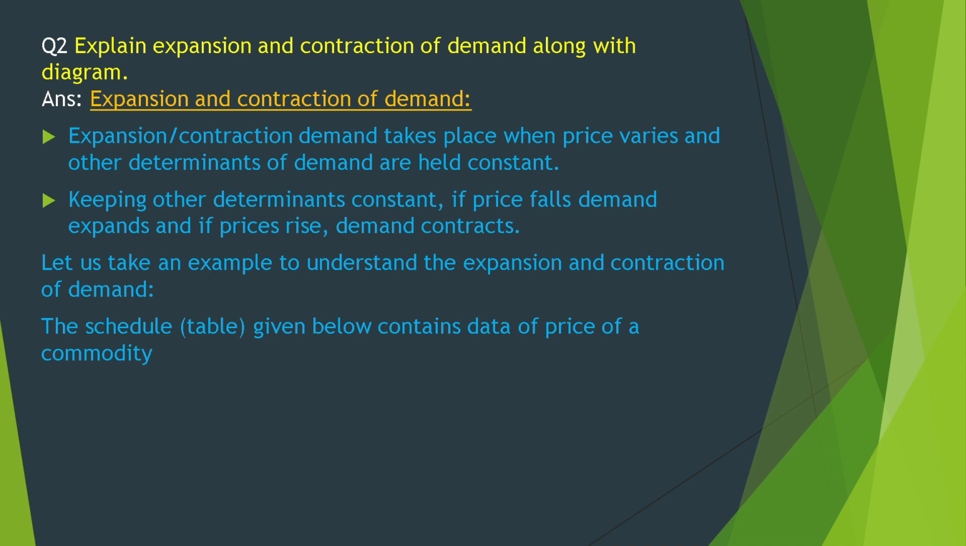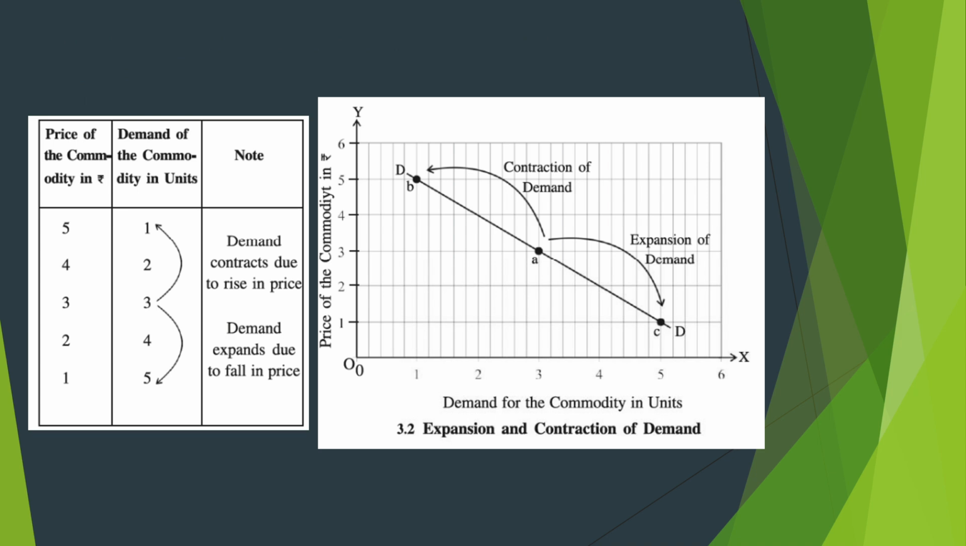Let us take an example to understand the expansion and contraction of demand. The schedule table given below contains data of price of a commodity. Price of a commodity in rupees: 5, 4, 3, 2, 1. Demand of the commodity in units: 1, 2, 3, 4, 5, 6. Note: demand contracts due to rise in price, demand expands due to fall in price. And here is a chart of expansion and contraction of demand.